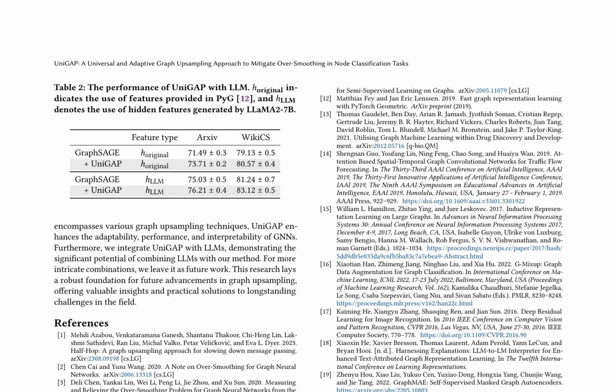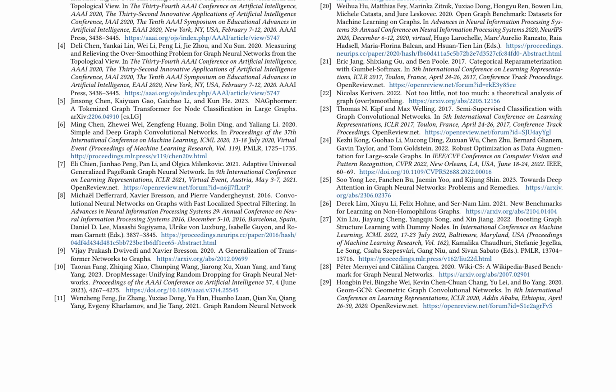The paper presents a novel graph upsampling approach, UniGAP, designed to mitigate the oversmoothing problem in node classification tasks. UniGAP is a universal and adaptive method that enhances the adaptability, performance, and interpretability of graph neural networks, GNNs. It is also integrated with large language models, LLMs, demonstrating the potential of combining LLMs with UniGAP. The approach offers valuable insights and practical solutions to long-standing challenges in the field of graph upsampling.